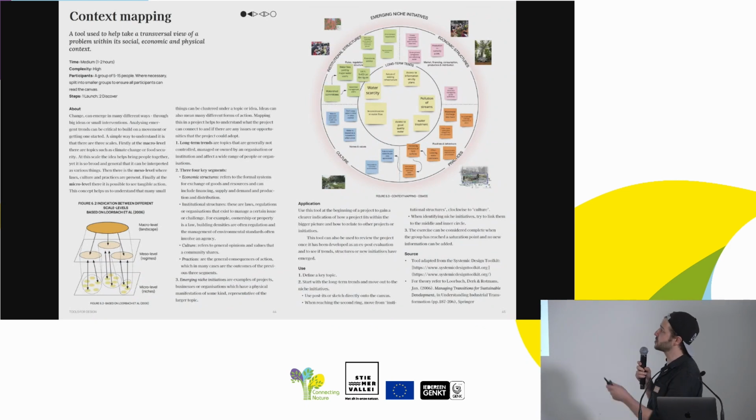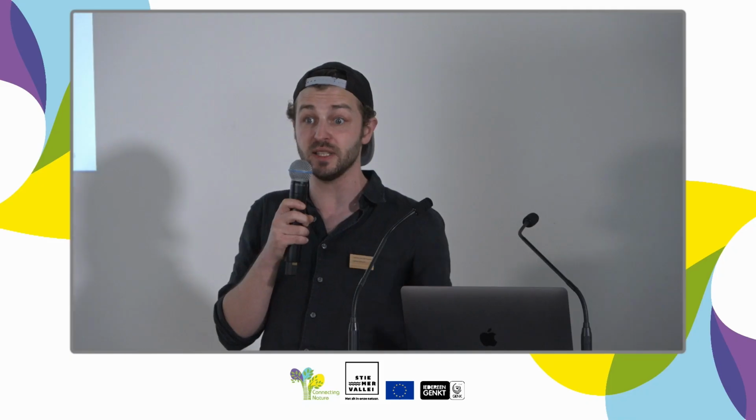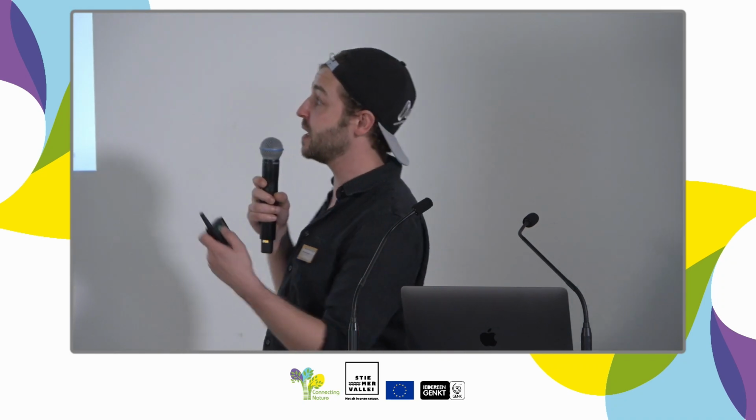So, for instance, the first tool that we chose is context mapping. Context mapping is actually quite handy because you start by defining long-term trends together with the stakeholders. You start looking at what is actually present in the administration, in the system that is going on, and what are some of the niche initiatives. For instance, if somebody is making honey or doing beekeeping, and that is really something important for the nature-based solutions, then you want to go and have a talk with these people.